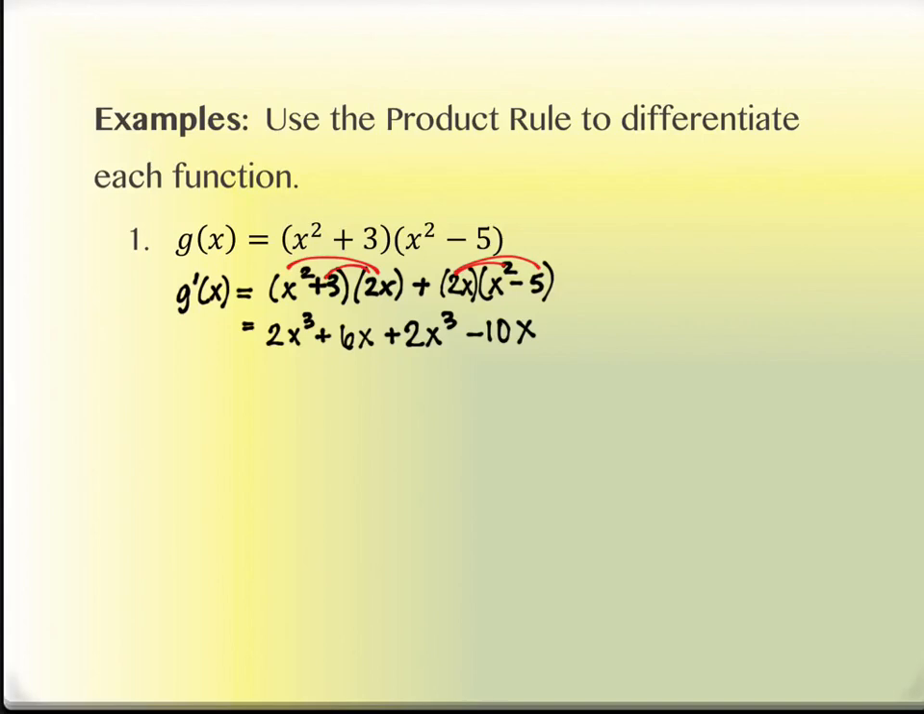Combining like pieces, how many x cubes do I have? 4. So I have 4x cubed. And then how many x's? Negative 4x. And we would actually be done at this point. And I'll put g prime of x over here just so I can put it all inside the box. So that'd be our final answer as far as being cleaned up and in the right form, a reduced, simplified form.